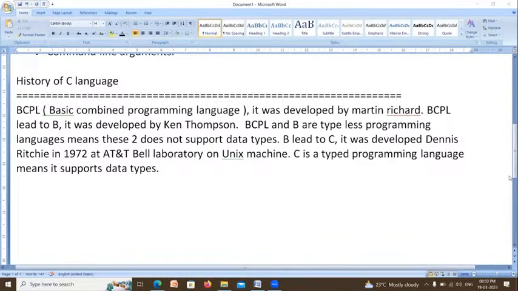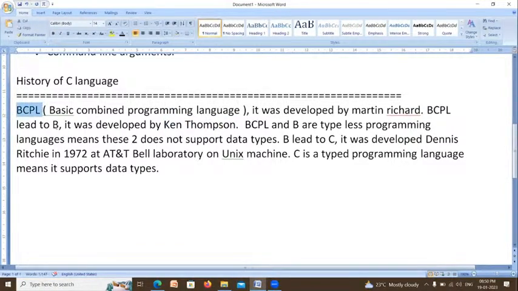Sir, could you please explain the above points? Actually, I just joined the class. Okay, sure. There are so many high-level programming languages. One of the important high-level programming languages is BCPL. It stands for Basic Combined Programming Language. This language was developed by Martin Richard. He is the developer of BCPL. From BCPL, a new programming language was developed that is called B, and it was developed by Ken Thompson.